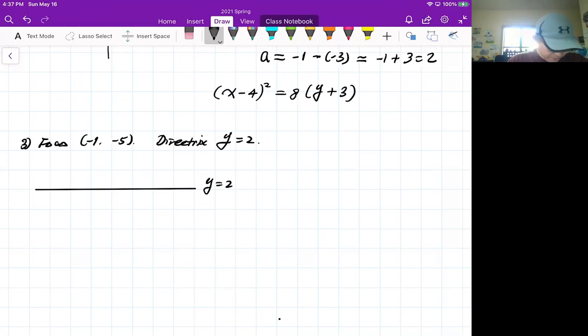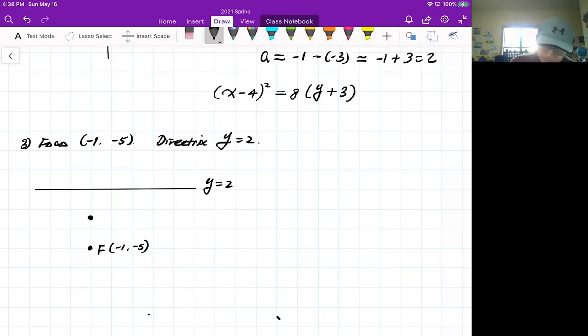Okay, so let's say I get something like this here. So this is the focus, F (-1, -5). All right, you get the focus and you get the directrix, but where is the vertex? The vertex should be somewhere in the middle, right? Because the vertex is halfway between the focus and the directrix. So this is the vertex here.